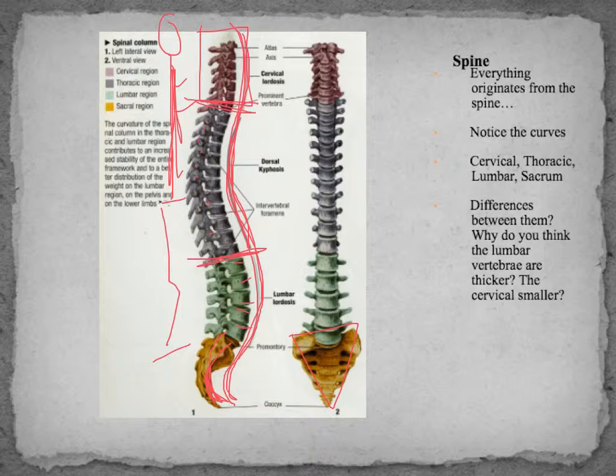The cervical vertebra are a lot thinner and a lot smaller, and part of this is because you need a lot more flexibility in what your neck does. Right? You need to be able to bend it and twist it and turn it. And then notice how thick the lumbar vertebra are. That's because they are weight-bearing. These are your weight-bearing vertebra, and so they need to be thicker. Think about the foundation of a building.